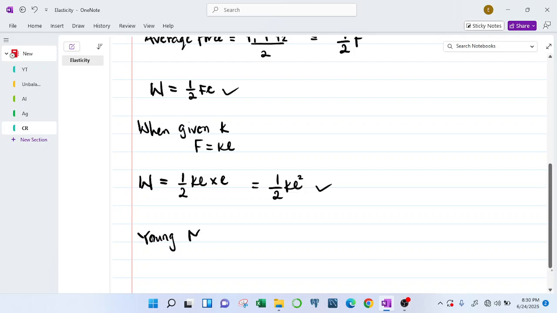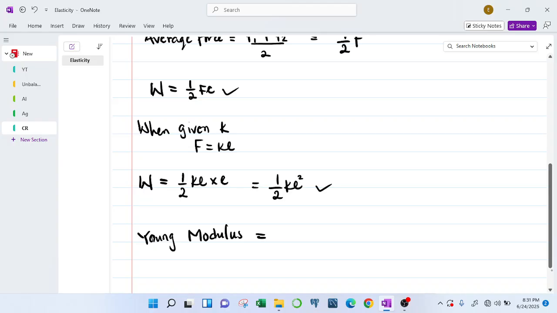Up next, we discuss Young modulus. Elasticity is simple. These are just the formulas involved. Now, what is Young modulus? Young modulus simply says that the ratio of stress to strain is constant.